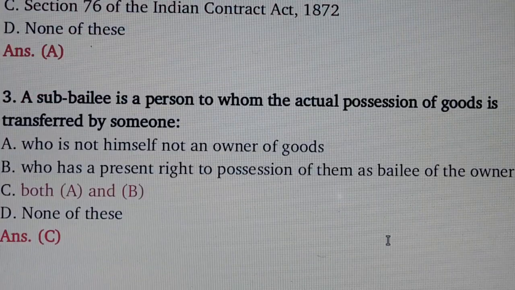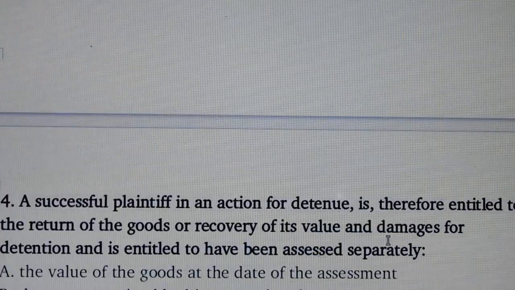Question number 3. A sub-bailee is a person to whom the actual possession of goods is transferred by someone. Answer is option number C, both option A and option B. Option A, who is not himself an owner of goods. Option B, who has a present right to possession of them as bailee of the owner.